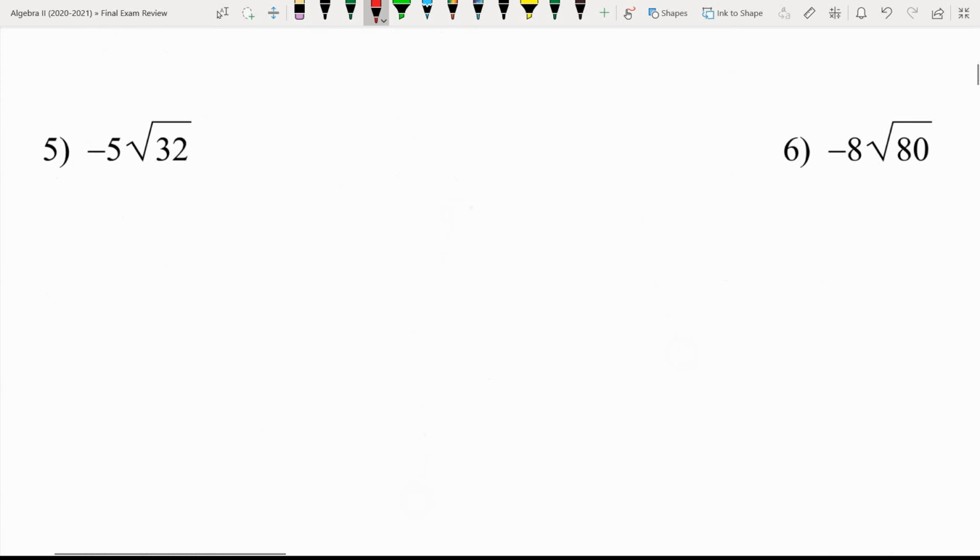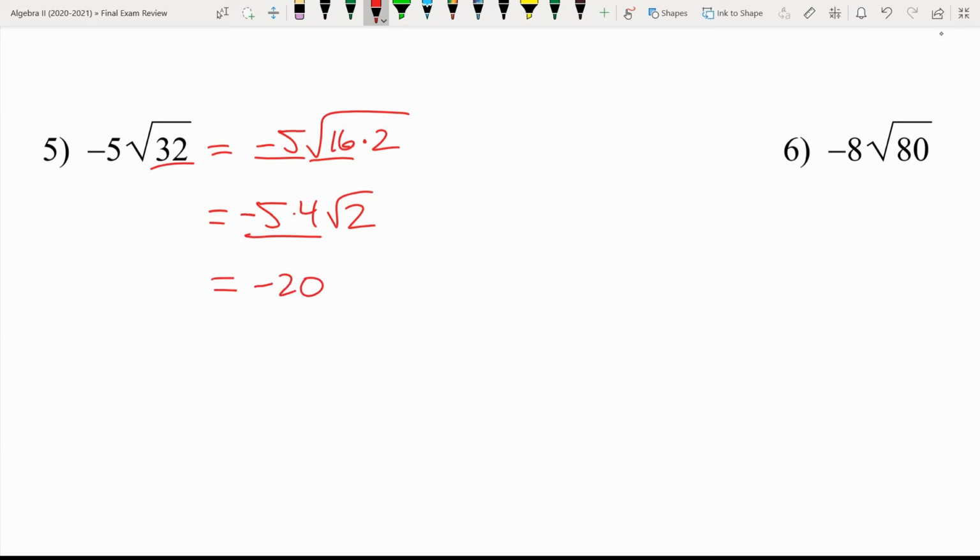Next one here, 32 is 2 times 16, so I'm going to rewrite this as -5, and this is 16 times 2 here. Now don't worry about that -5, just leave it out there. We'll multiply it by whatever the square root of 16 is, which is 4. So I just took the square root of 16, but the square root of 2 stays in there. So now I multiply these together to get -20 times the square root of 2.